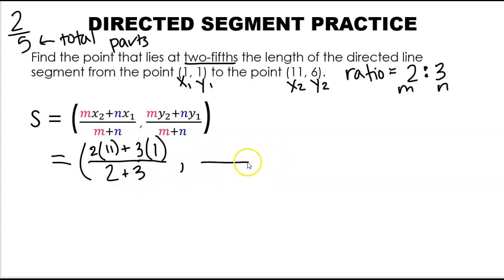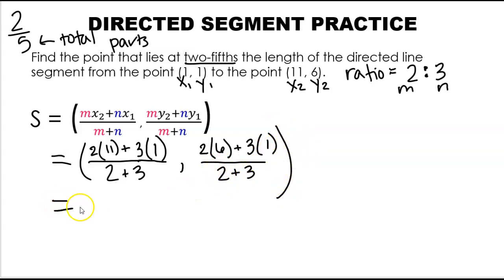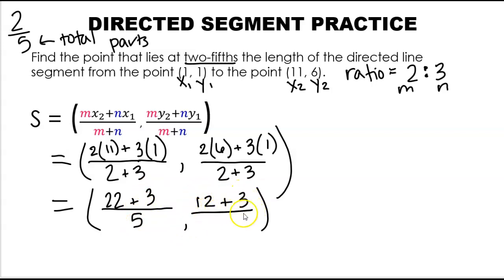Okay, moving to find our y coordinate. M is 2. And then we have our y2, which is 6, plus we have our n, which is 3, times our y1, which is 1. And that is all over 2 plus 3. Okay, simplifying down. You have 2 times 11, which is 22, plus 3 times 1, which is 3. And that is over 5. And then we have 2 times 6, which is 12, plus 3 times 1, which is 3, over 2 plus 3, which is 5.